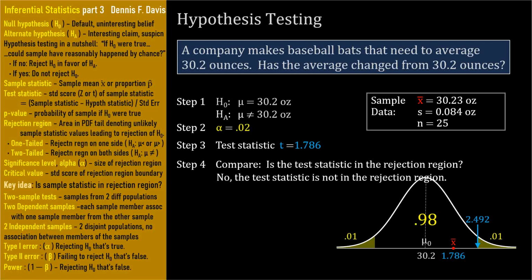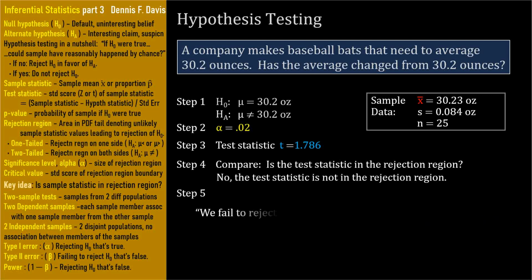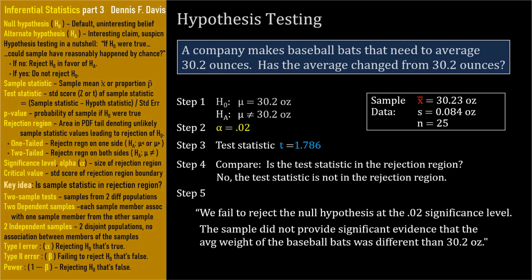We failed to reject the null hypothesis at the 0.02 significance level. The sample did not provide significant evidence that the average weight of the baseball bats was different than 30.2 ounces.